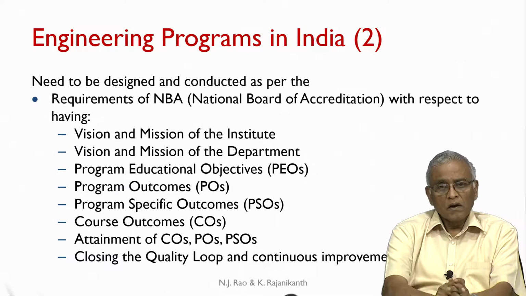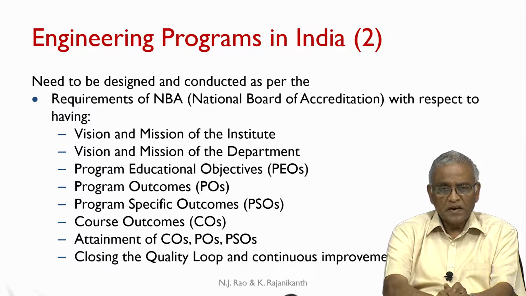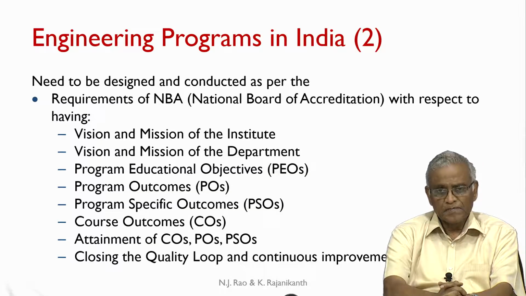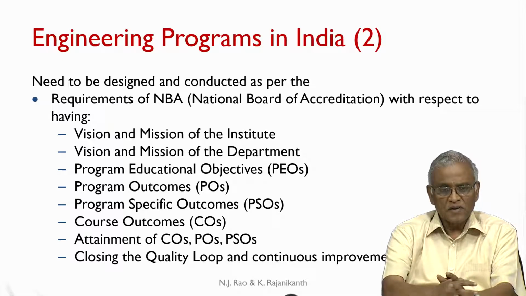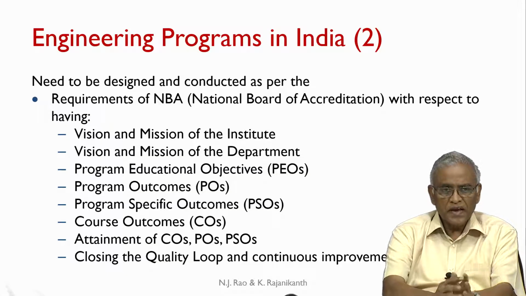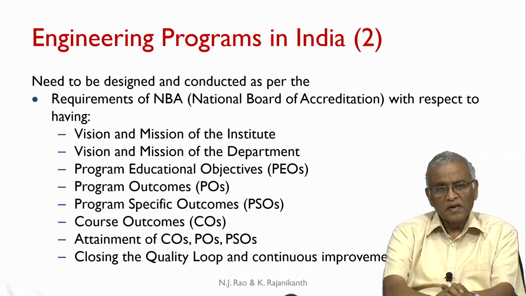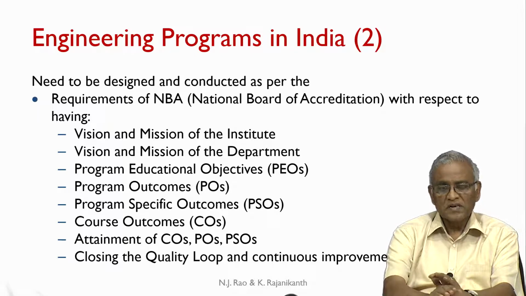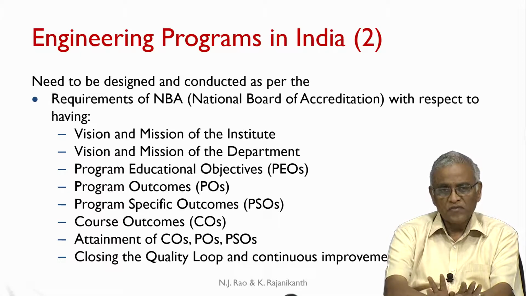And once again, though it is not compulsory to get National Board of Accreditation, NBA accreditation for the program, the majority, you can say 95% of the programs, would want to go for NBA accreditation. So if you take that as one of the requirements, NBA talks about the vision and mission of the institute, that means the institute has to write a vision and mission. It does not say what that vision and mission should be, but they have to write it.